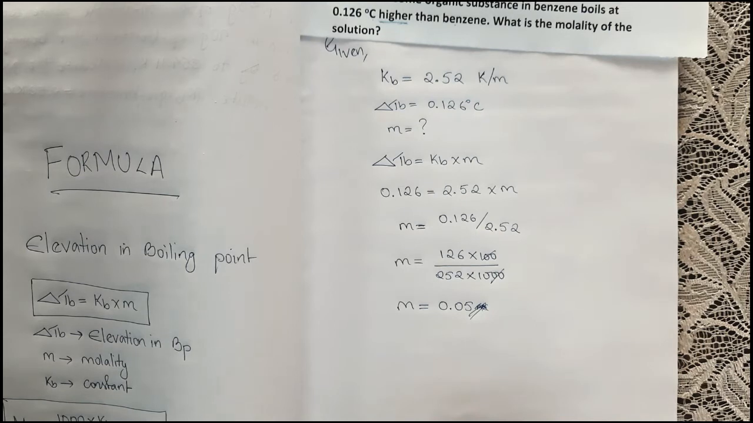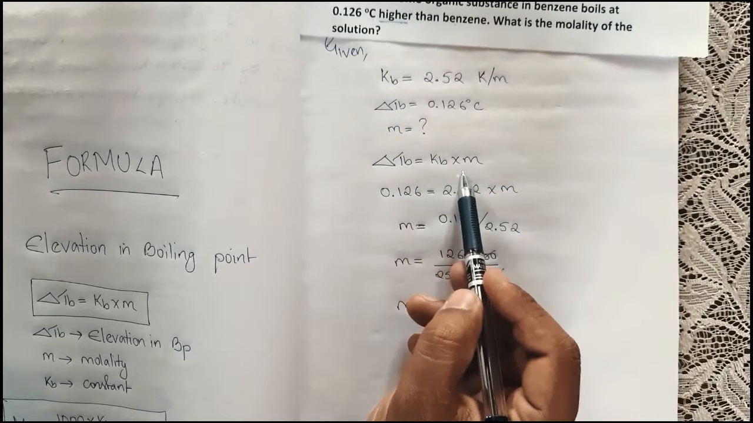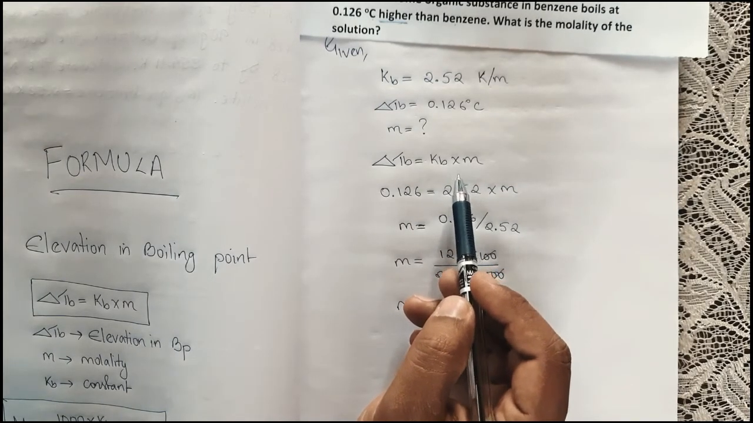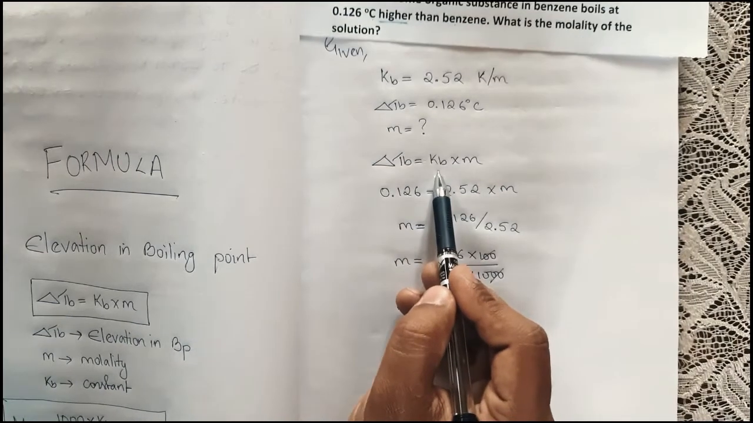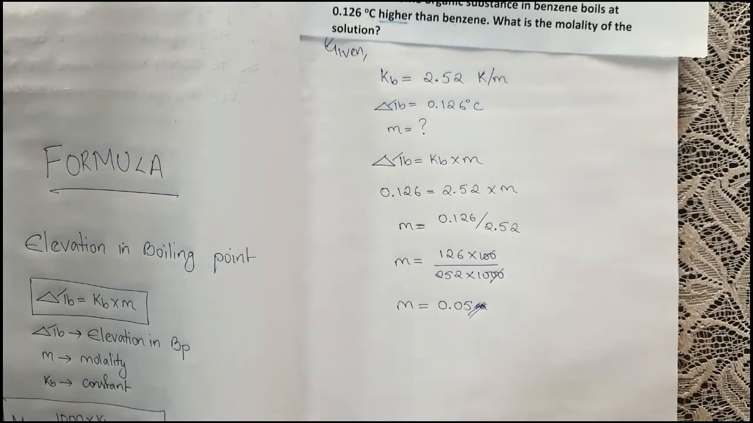So I hope you understand this problem. It is quite simple. You just need to use a small formula: delta TB is equal to KB into M. So you will use this formula in order to find M, or sometimes delta TB or KB, depending on what is given.